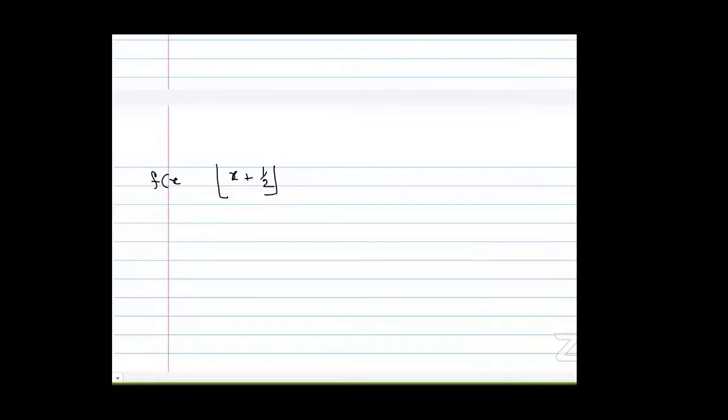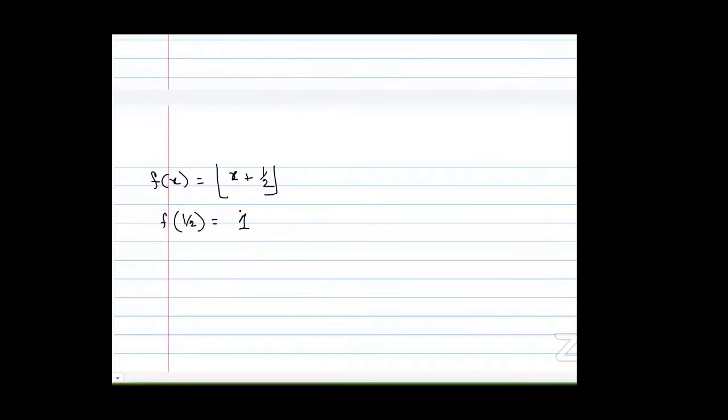Okay, this function. So how does the graph look? At first, tell me, the floor will still be x, right? So what is f of half? What is f of 1? f of half is 1?